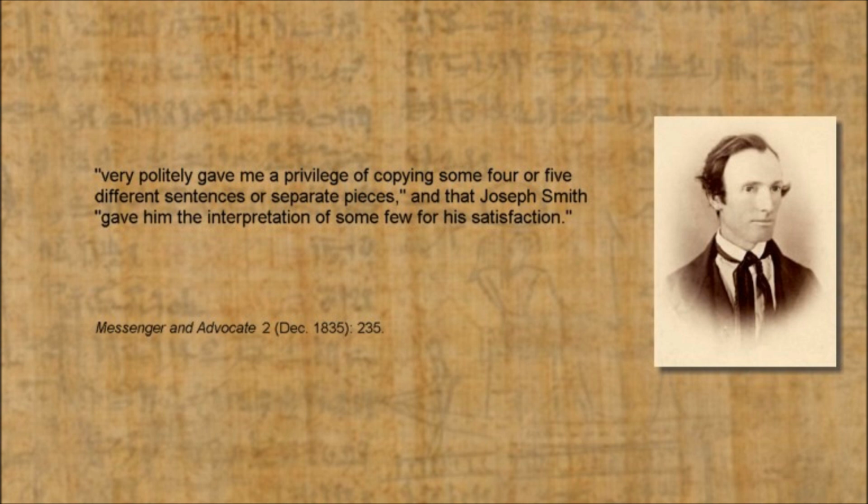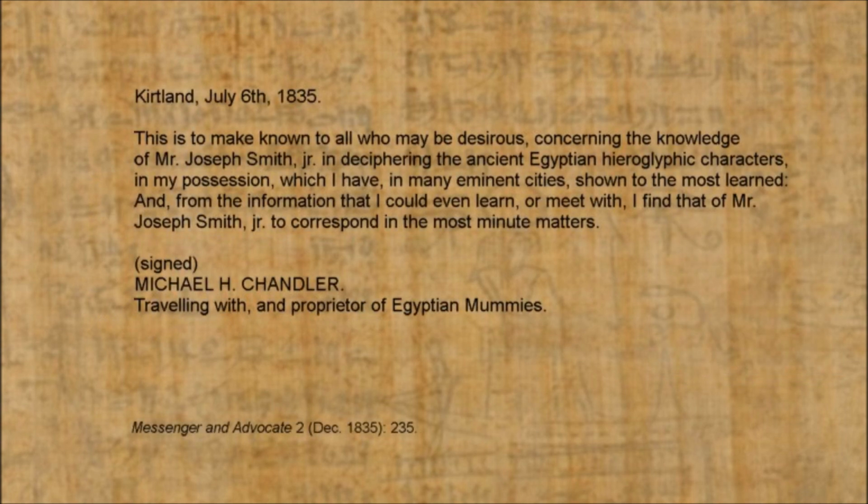Cowdery then reproduced a certificate Chandler drew up on the 6th of July, 1835. "This is to make known to all who may be desirous concerning the knowledge of Mr. Joseph Smith, Jr. in deciphering the ancient Egyptian hieroglyphic characters in my possession, which I have in many eminent cities shown to the most learned, and from the information that I could even learn or meet with, I find that Mr. Joseph Smith, Jr. to correspond in the most minute matters."